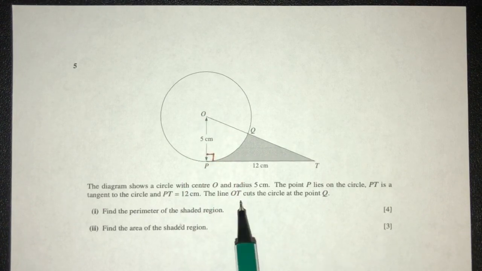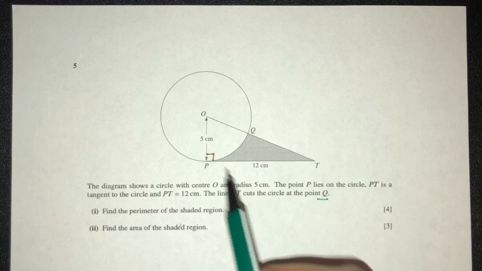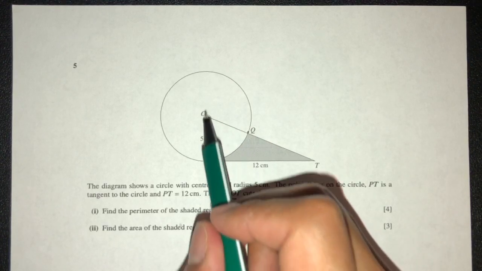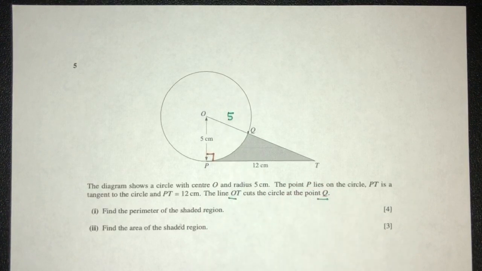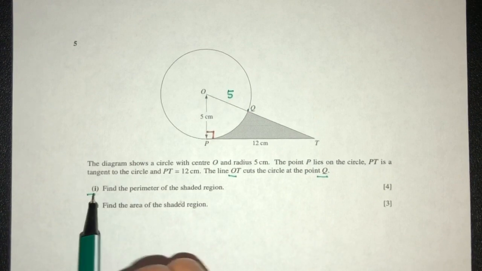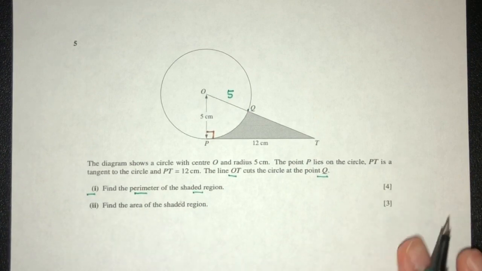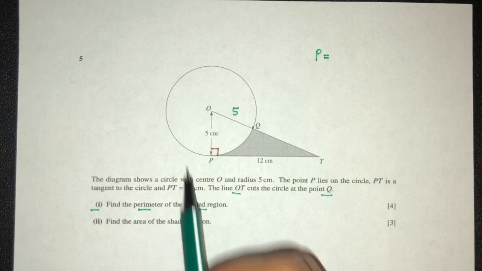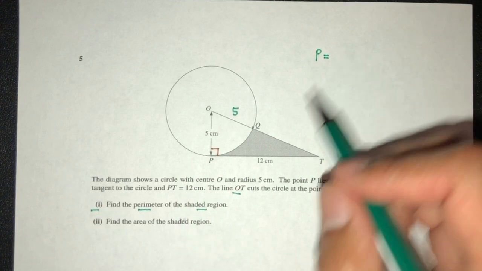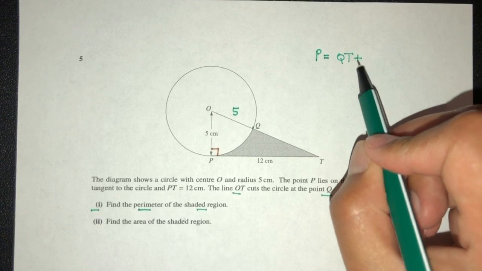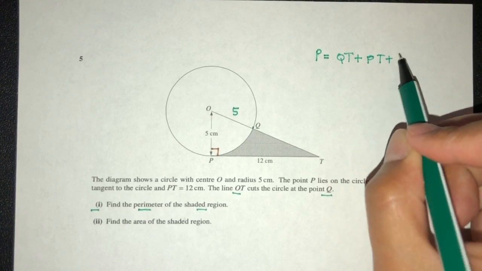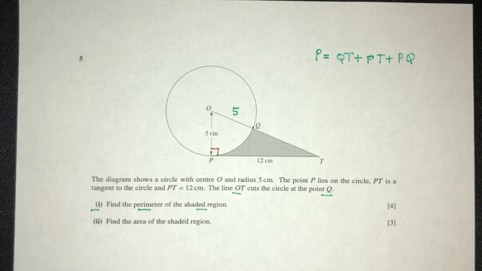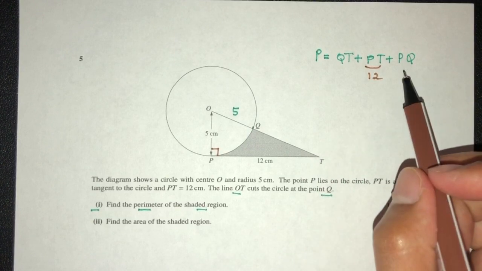Now what else? The line OT cuts the circle at the point Q. OT, right here, Q. Now we also know that OQ is also 5 because it is also the radius, right? Now what else do we need to know? Now part 1, we have to find the perimeter of the region. So step by step, we have to find the perimeter. That has to be the distance around the region. It is defined by QT, PT, and PQ. So we know the value of PT already. It is 12. Of QT we don't know yet. Of PQ we don't know yet.